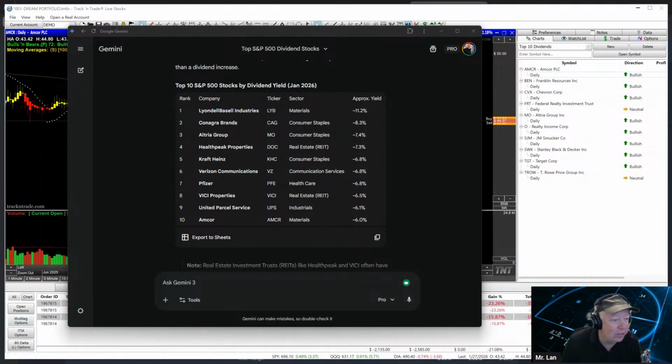All right. Track and Trade. So here we go. This is the first list that we're going to look at. This is the top 10 stocks for dividend yield. And you can see right here, LyondellBasell, LYB, Materials gives you an 11.2%. Conagra Brands, CAG, Consumer Staples gives you 8.3%.